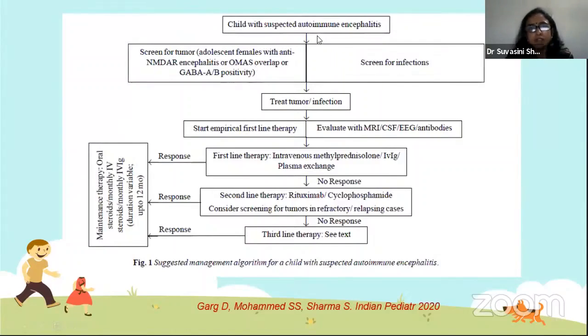So this is an algorithm. In any child with suspected autoimmune encephalitis, we screen for infections, screen for tumors, and start empirical first-line therapy, which is usually methylprednisolone along with IVIG or plasma exchange. If there is no response, we go to the second-line therapies, which is usually rituximab or cyclophosphamide. In refractory cases, of course, keep periodically screening for tumors in those who are relapsing or not improving. And then the third-line therapy like bortezomib and tocilizumab.